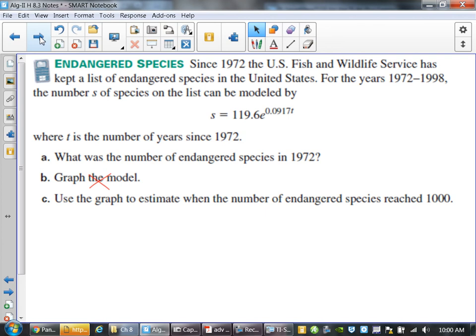Estimate when the number of endangered species reached 1,000. After how many years? After 23 years. So you'd say roughly 1995, between 95 and 96. Okay, does that make sense?